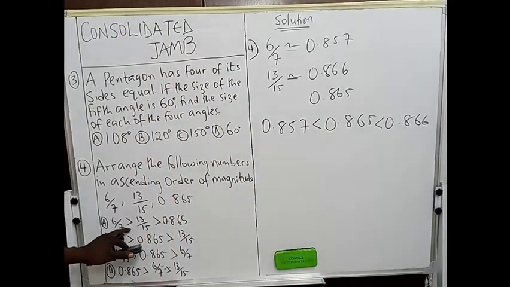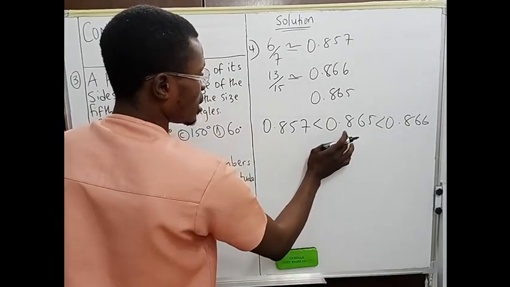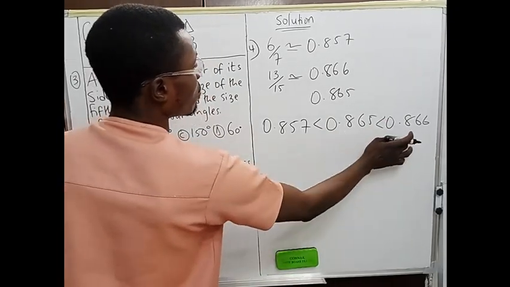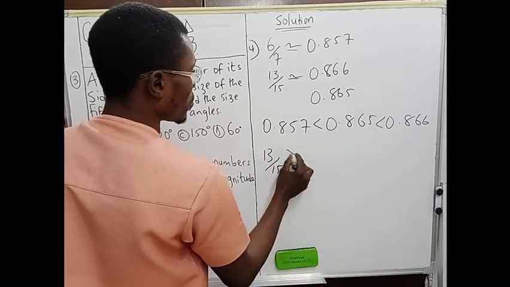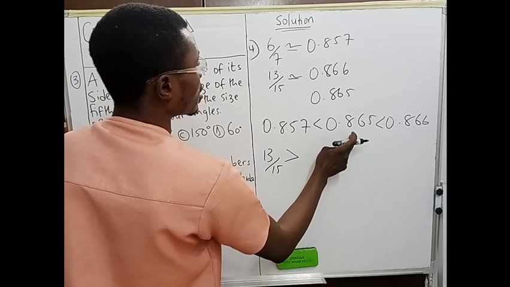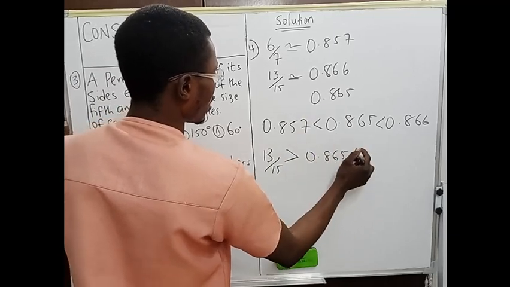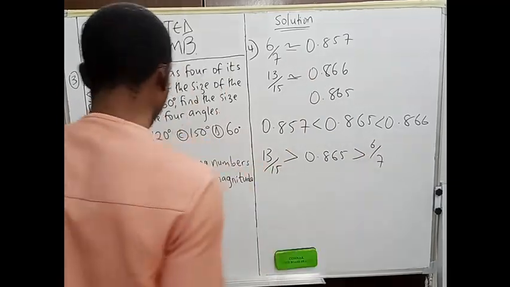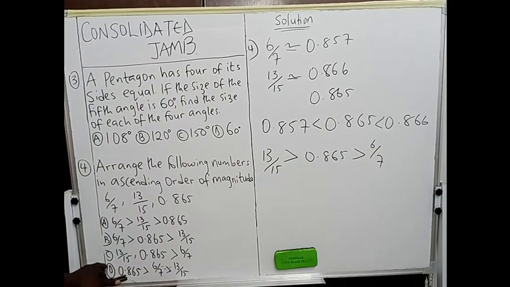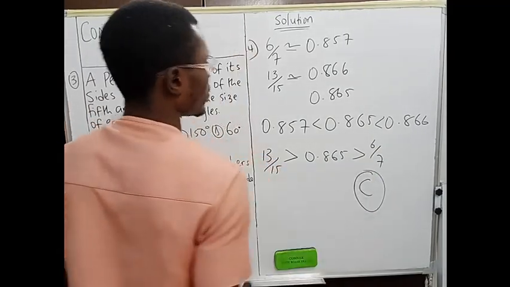Okay, in the options we used greater than. So we turn it that way. I'm going to have this greater than this, greater than this. This is given by what? These fractions. I have 13 over 15 greater than 0.865, sorry. Then greater than what? 0.857, that is 6 over 7. And this is given by what? Option C. So option C gives the order.